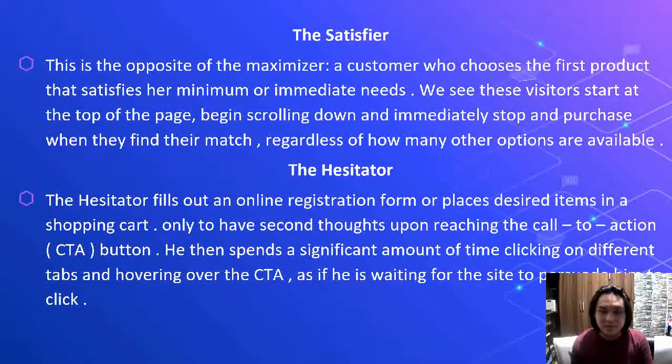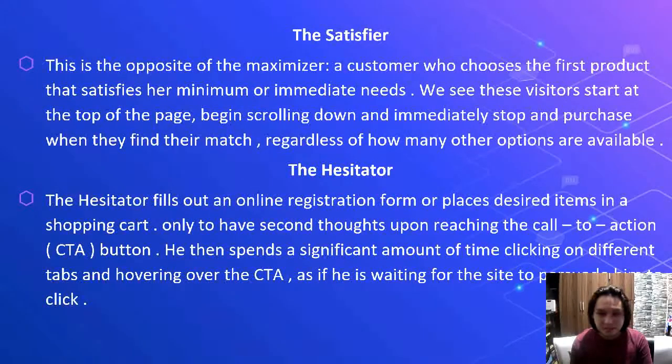So for the fifth type of online behavior, we have the satisfiers. This is the opposite of the maximizer: a customer who chooses the first product that satisfies her minimum or immediate needs. We see these visitors start at the top of the page, begin scrolling down, and immediately stop and purchase when they find their match, regardless of how many other options are available. So the satisfiers only want what meets their criteria or needs.